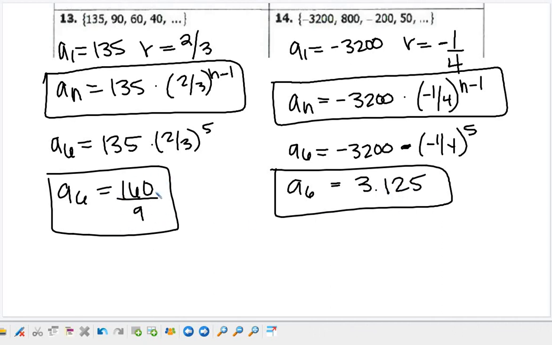So again, terminating decimal, I'm going to leave it as a decimal. Non-terminating decimal, I'm going to rewrite as a fraction because I don't want you to round. You don't have to round for this one because it's a terminating decimal.